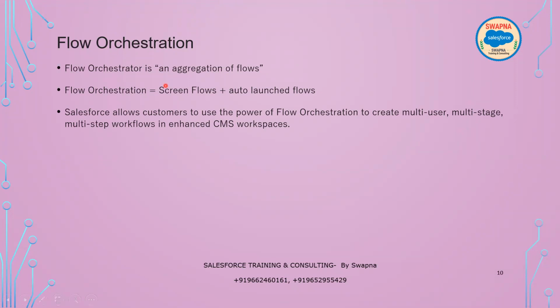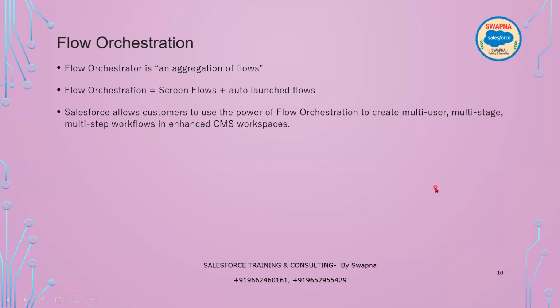That means whenever we are creating the approval process, we have steps. Step 1, step 2, step 3 are there, right? The same concept is implemented in the flow orchestration, right? So multi-step, multi-stage, multi-user. So you have a single stage, you can create multiple steps.